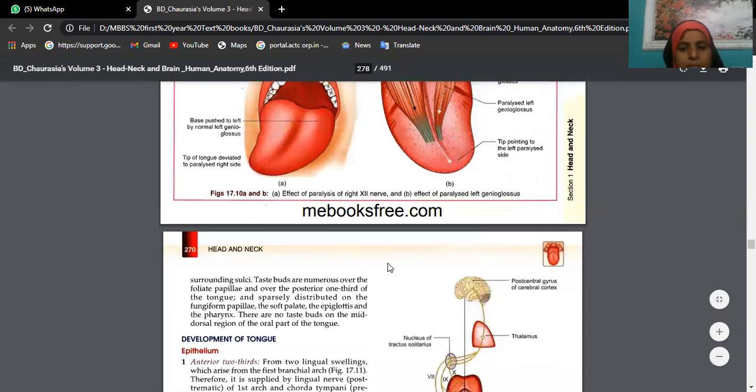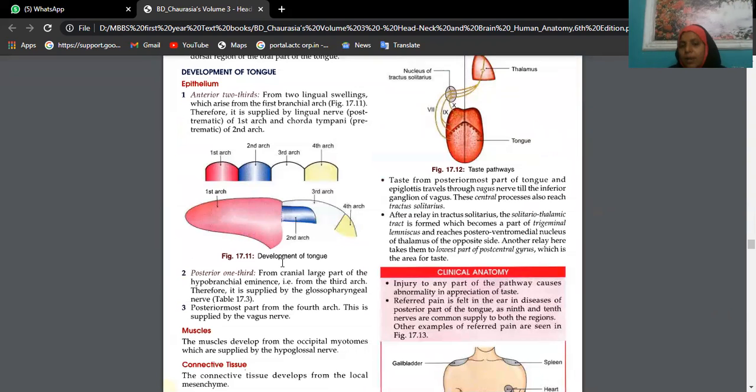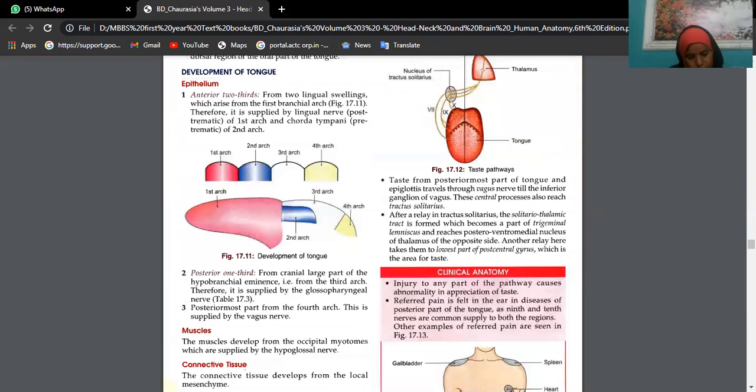Just refer to the embryology textbook. You will have a beautiful picture for development. You will have a beautiful table to show from which pharyngeal arch the part of the tongue has developed, and hence which nerve is supplying it. Okay, beta. Development, that finishes the first answer.